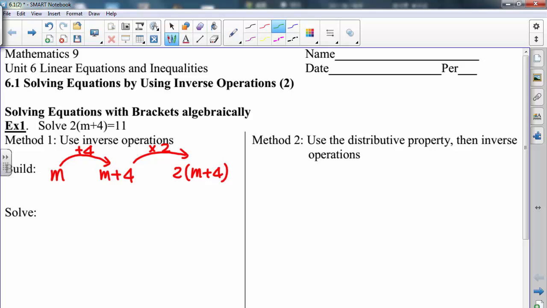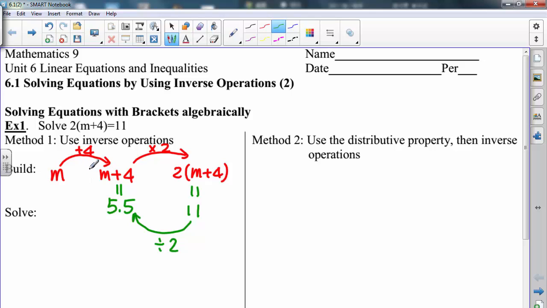And right now, this left side is equal to the right side, 11. If I want to solve for the unknown m, I need to reverse the order as well as the operations. Multiply by 2, that's the second operation that we did when we built the equation. So when we solve for m, we need to reverse this operation first. So we divide 11 by 2. 11 divided by 2 is 5.5. So this 5.5 is m plus 4.